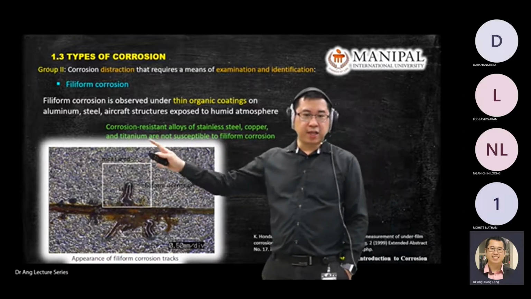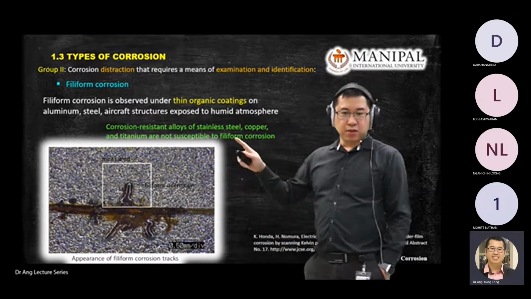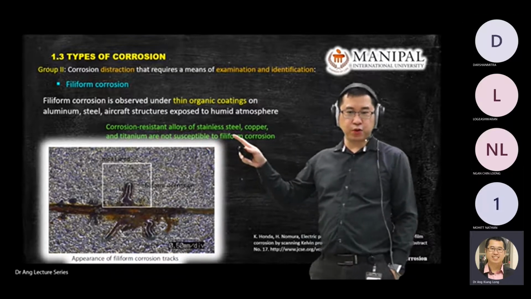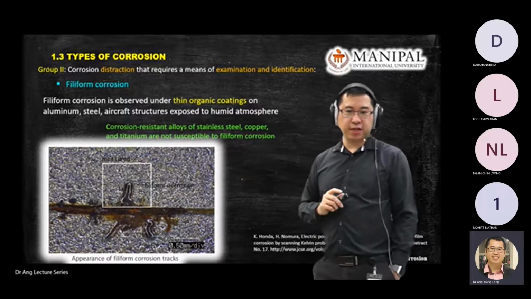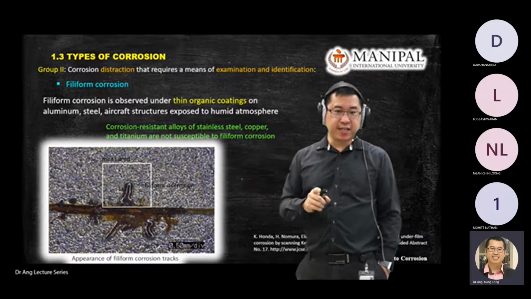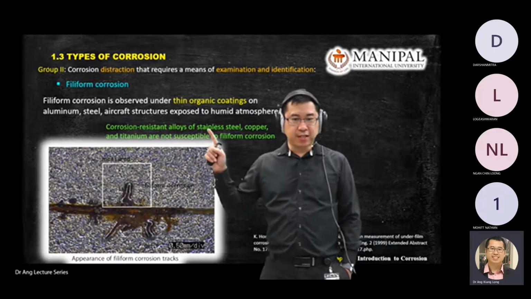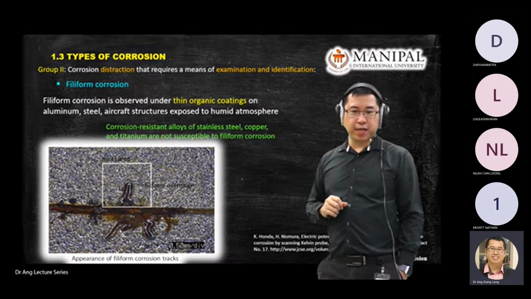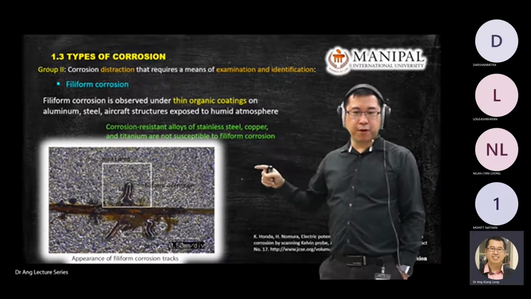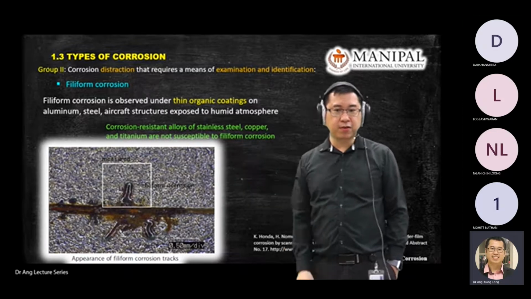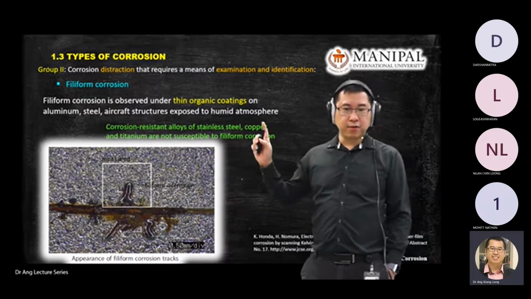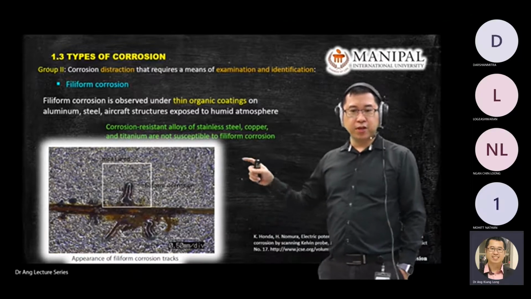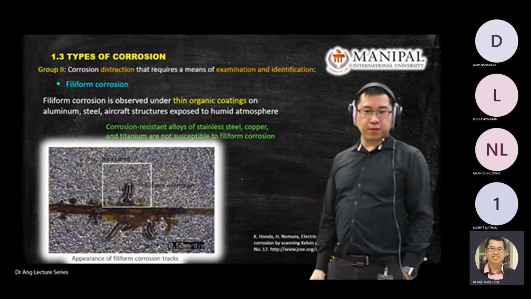Stainless steel, copper, and titanium are corrosion resistant alloys. It's very hard for you to find filiform corrosion, unless there's impurity inside, then yes, corrosion will happen. But normally with stainless steel, copper, and titanium, you cannot find filiform corrosion happening on them. Other forms of corrosion, yes, but not filiform. Just take note on this one. So stainless steel, copper, and titanium do not experience filiform corrosion. Just take note on that.